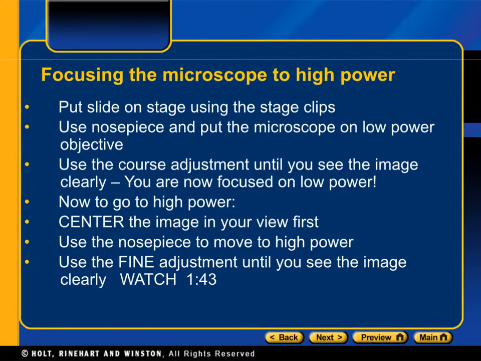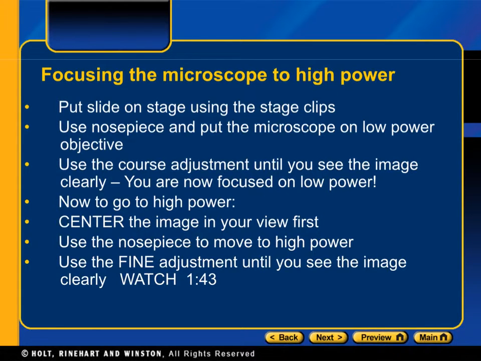Then you're going to use the coarse adjustment knob. That is your main focus knob on low power. You're going to raise that stage up until you see the image clearly. The only reason you wouldn't find it on low is because it's not on where the light is shining up through it. So now you are focused on low power. So to move it to high power, you're going to use the nose piece, turn it to the next power. You don't want to skip from low power to the highest power. You want to go to the next longest objective.